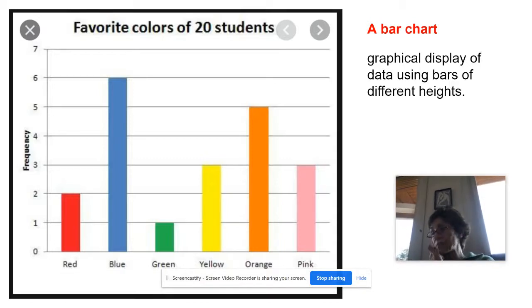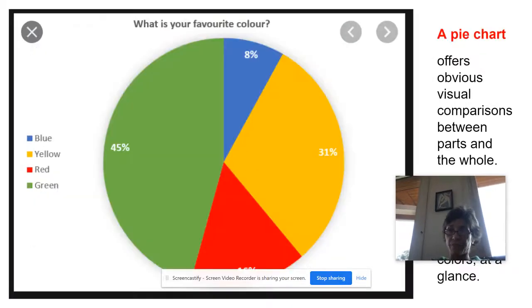We can also answer the question: what is the most liked color? It's blue. What's the least liked color? Green. How many more students like the color blue than those who chose yellow as their favorite color? Okay, so 6 chose blue as their favorite color, 3 chose yellow, so that means that 3 more students liked blue. So we can answer a number of different questions.